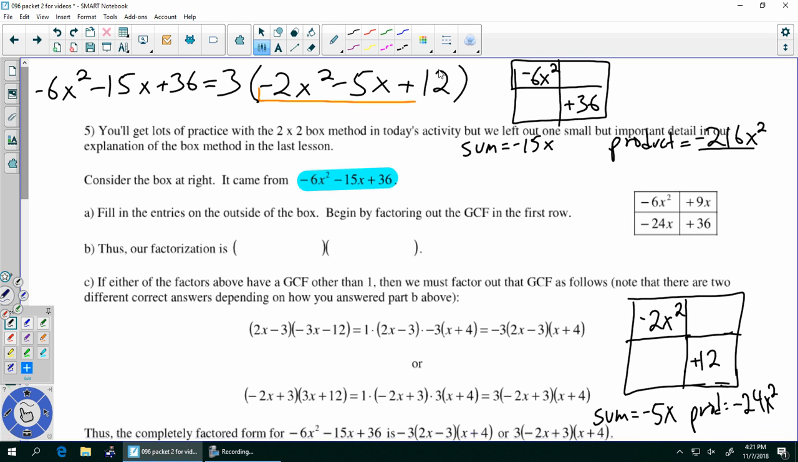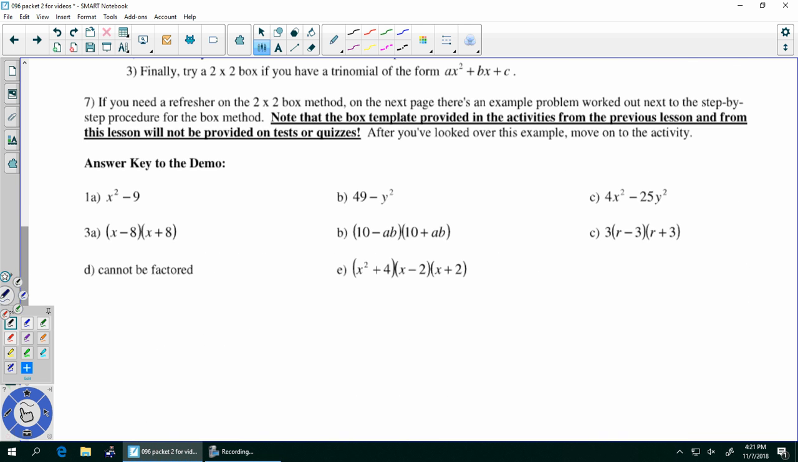But factoring out the greatest common factor, always the right first step. It prevents you from having to do the box method on something crazy like the negative 216x squared. Okay, and I think that's it.